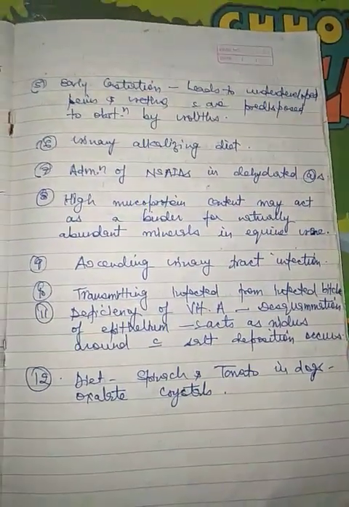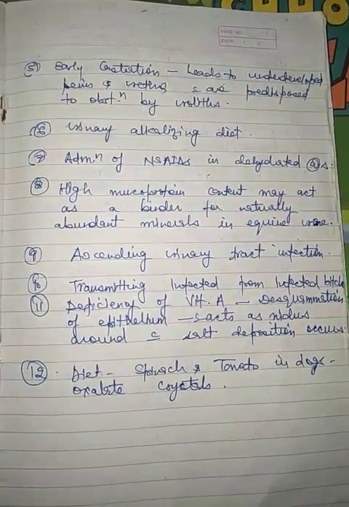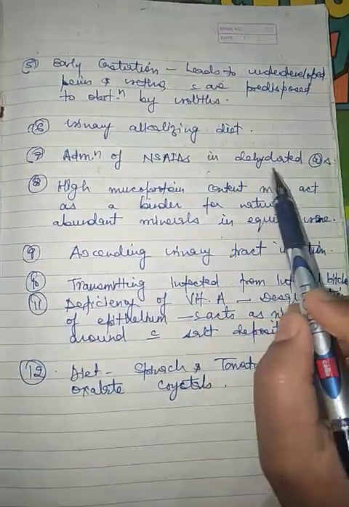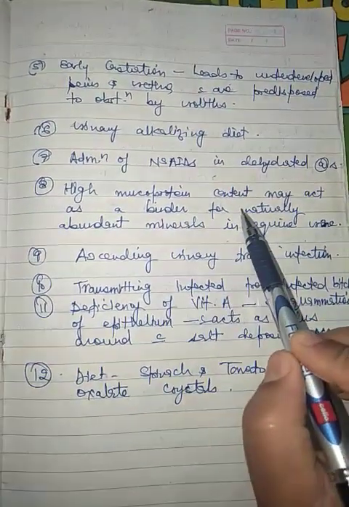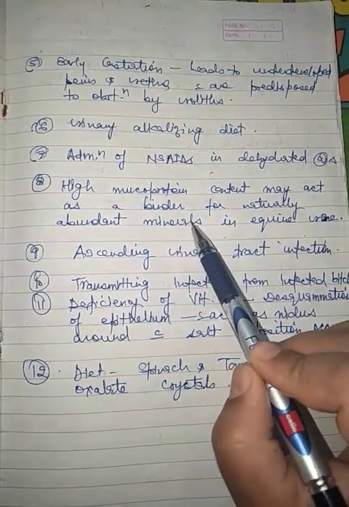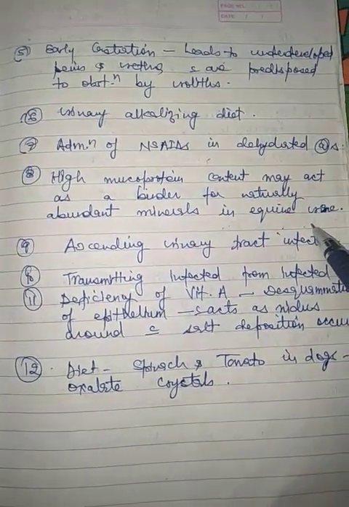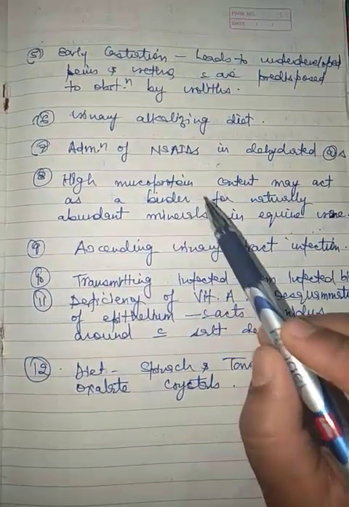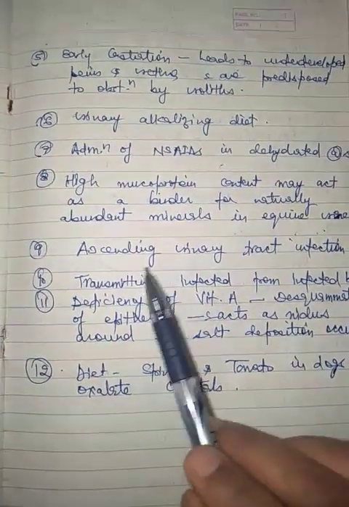Then some urinary alkalizing or acidifying agents present in the diet. Then administration of NSAIDs in dehydrated animals. Then high mucoprotein content, which may act as a binder for naturally abundant minerals in equine urine. In equine urine, the mucoprotein is naturally present and it predisposes the animal to stone formation.